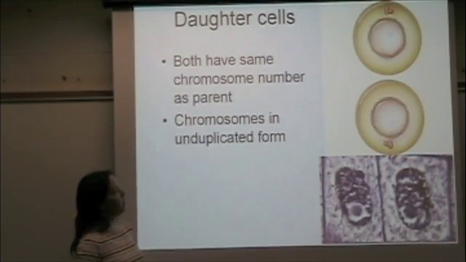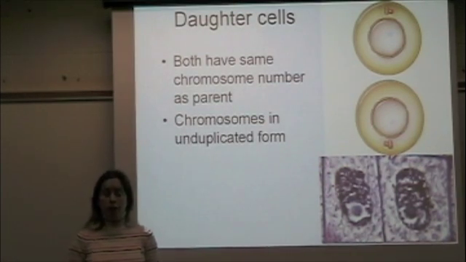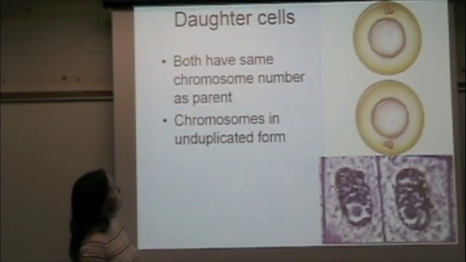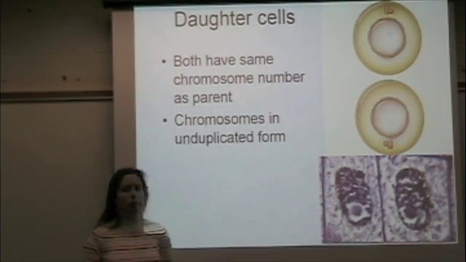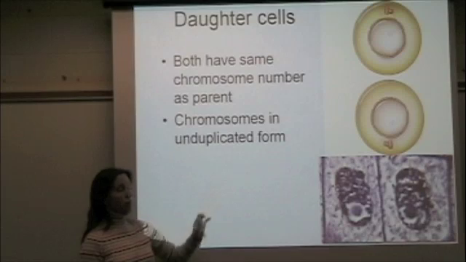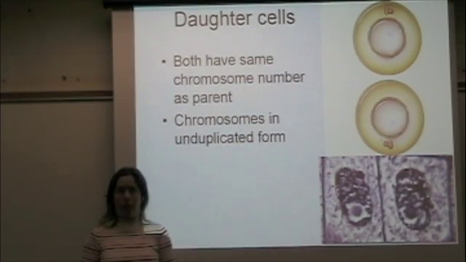So by the end of mitosis and cytokinesis, we have two new daughter cells. They are identical. They have the same chromosomes as the parent cell, and the chromosomes are back into an unduplicated form. As soon as cytokinesis is complete, these cells enter back into interphase and start undergoing regular cell activities.